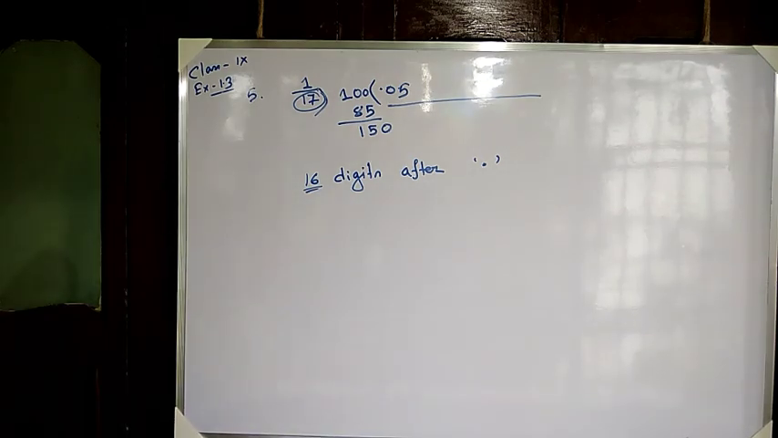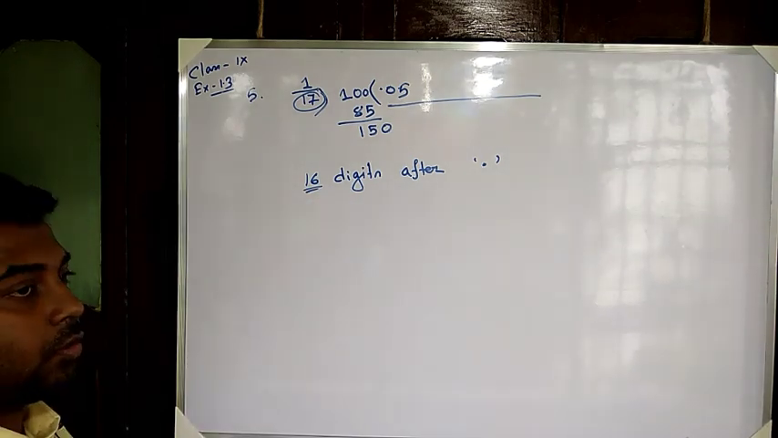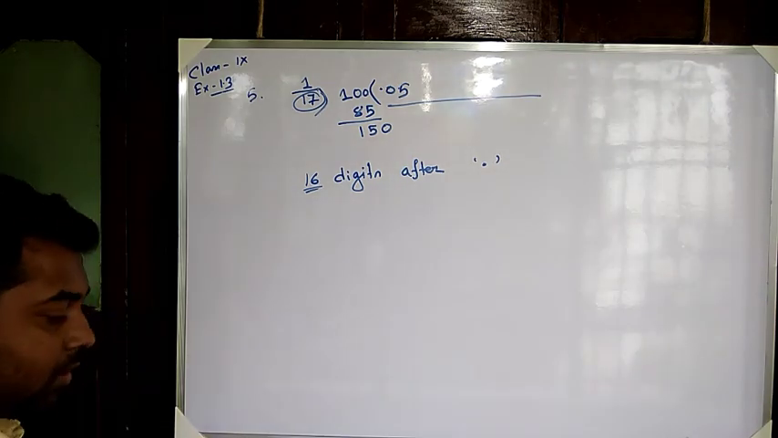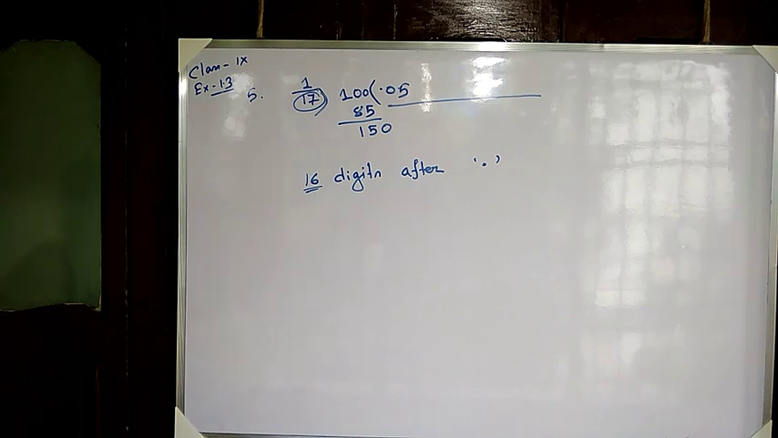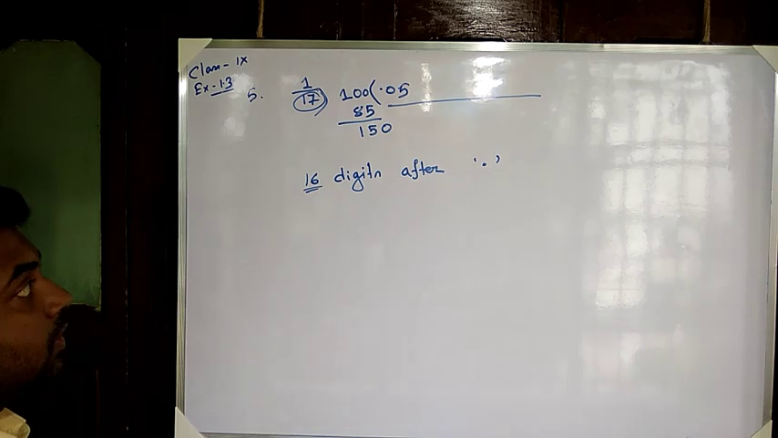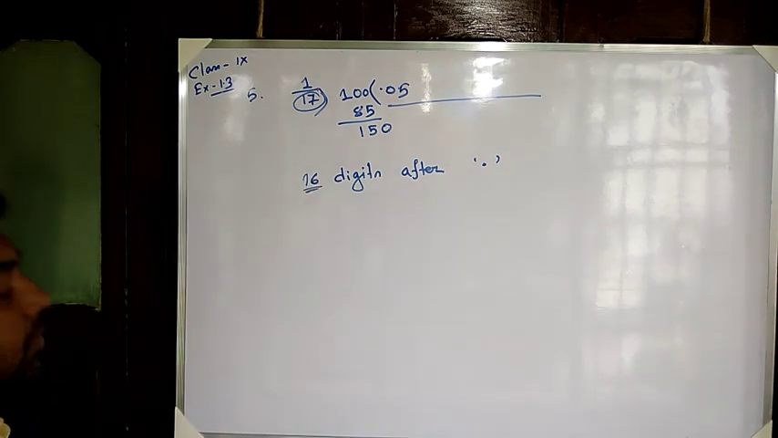Your task is to do the division at home. You will see after 16 digits it is again going to repeat. So do the math by yourself. Answer will be 16.